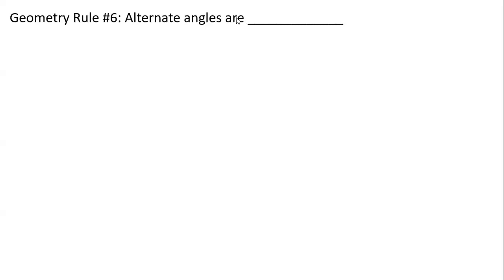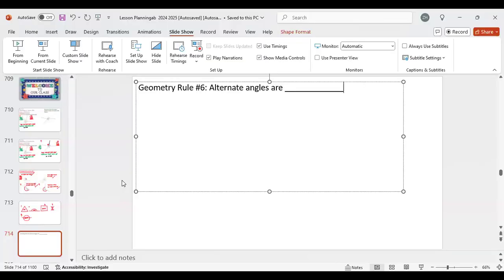What do you think goes at the end of this? Is it 180, 260, 270? Is it perpendicular, parallel, opposite? Answer inside the chat. Alternate angles are what? You think they're opposite? Put it inside the chat for me, please. I only see a few persons answering. Don't be afraid to answer in the chat.